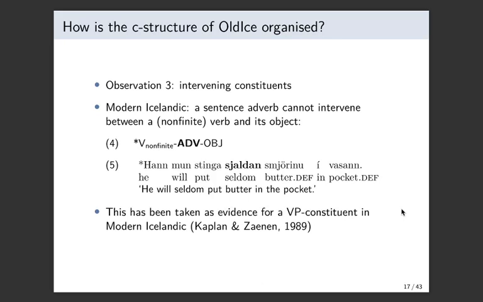The third positive piece of evidence concerns what can intervene between a non-finite verb and its object. And in modern Icelandic, a sentence adverb cannot intervene between the verb and its object in the midfield, as we see in 5. Having sjaldan here between the verb and its object is ungrammatical. And this has been taken as evidence for there being a VP constituent in modern Icelandic.